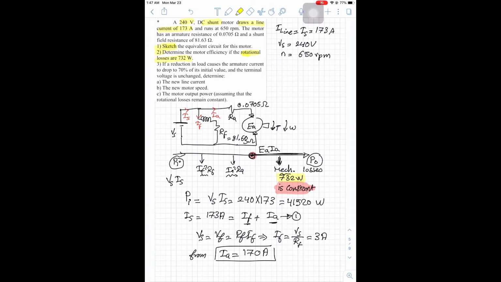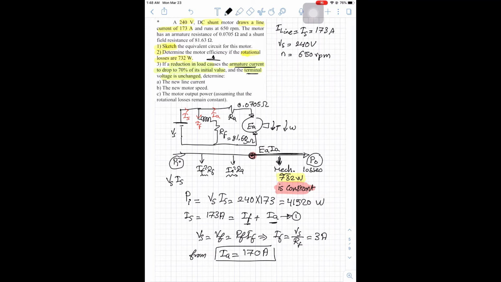Now this is a typical part of the style of the exams in DC machines. After you are given a full case scenario, which is the case here, you will be given a case with some unknowns. So here we are saying that there is a reduction in load. So part of the load was reduced, and due to the reduction of the load, the armature current dropped to 70% of its value. Again, the armature current dropped, not the machine current or the motor current, the armature current. And the terminal voltage V source is unchanged.